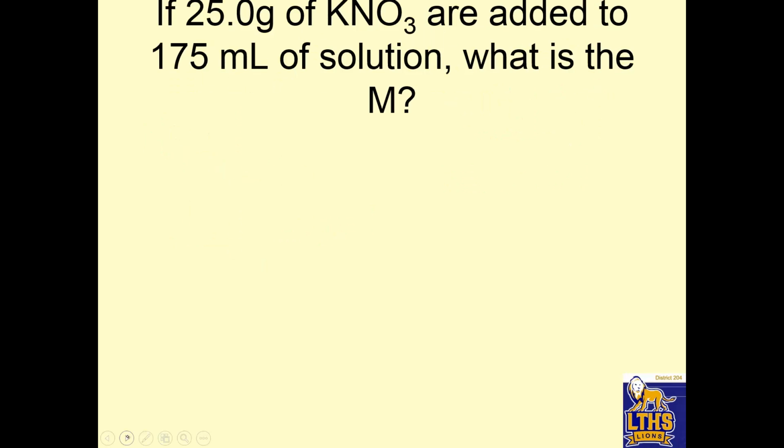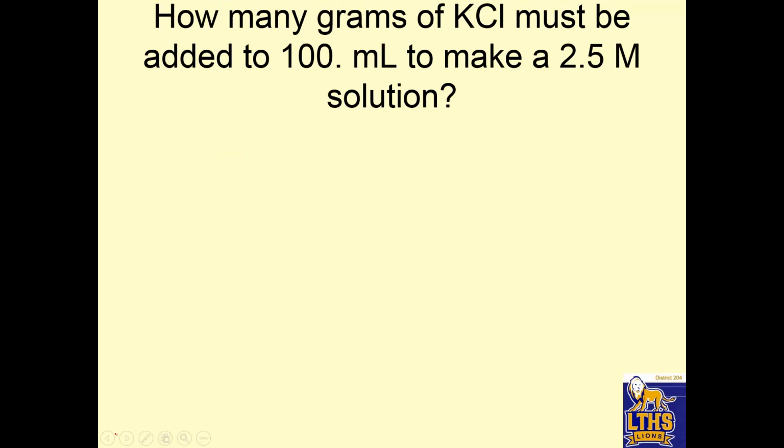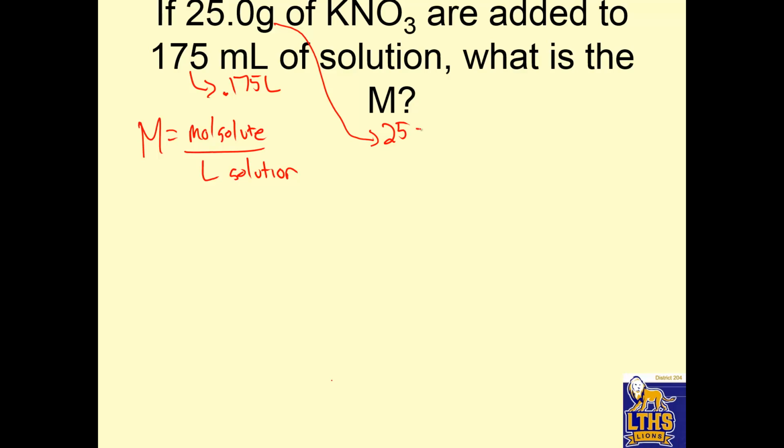25 grams of KNO3 are added to 175 milliliters of solution. What is the molarity? Remember, molarity equals moles of solute over liters of solution. Well, I already know that's going to turn into 0.175 liters. Right, we learned that last slide. 25 grams, though, I need to turn that into moles. So, let's hop back here. 25 grams of KNO3 times dividing bar, 1 mole of KNO3. Now, I only want to go into moles of KNO3, so this is a one-stepper. Right? I'm in the unit I want, so I'm finished.